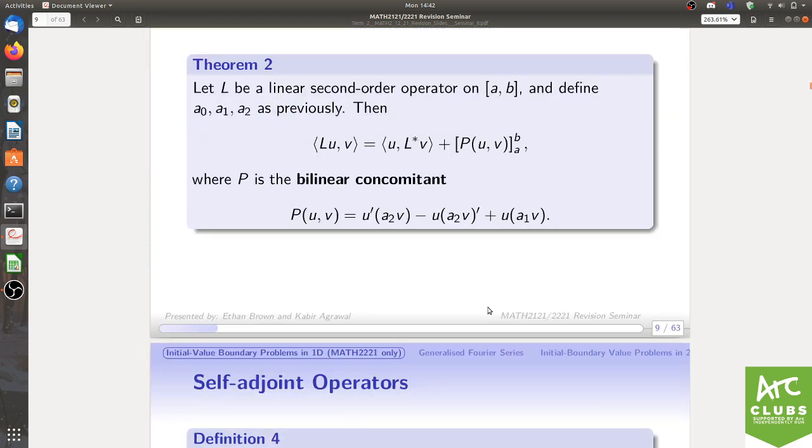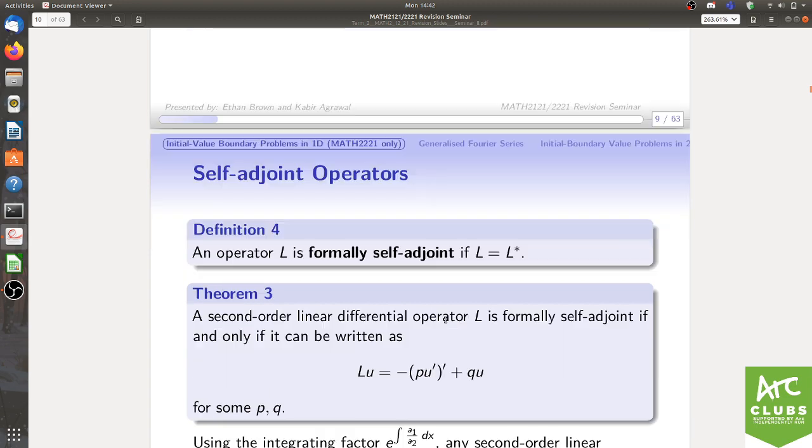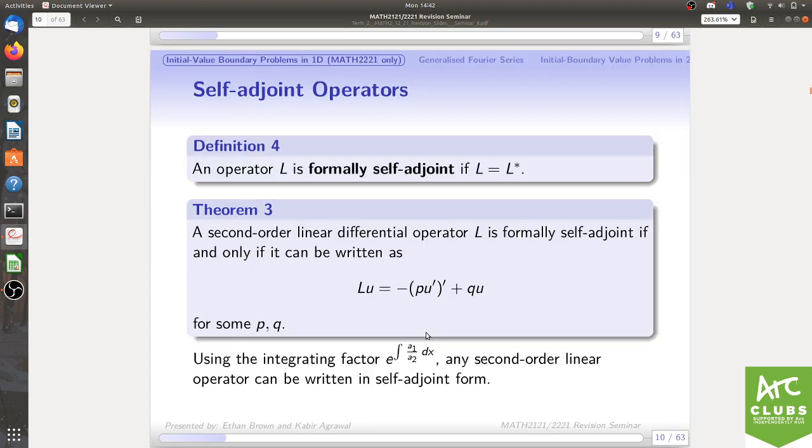Okay, so the good thing is that formal adjoints are probably not going to be assessed. But the more important thing arising from formal adjoints is the idea of an operator being formally self-adjoint. And this one's self-explanatory, where the operator itself is equal to its adjoint. An important thing regarding a self-adjoint operator is that it can always be written in this form. For some expressions p and q, we can always transform part of a linear operator into formally self-adjoint form. And in order to do that, we use an integrating factor.